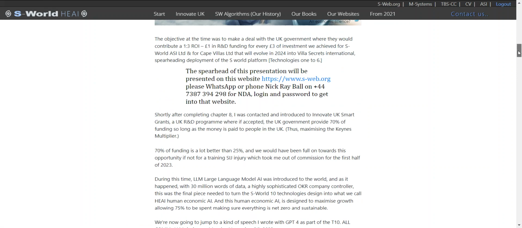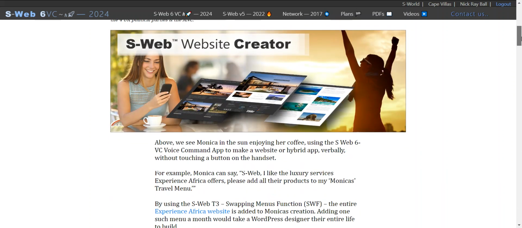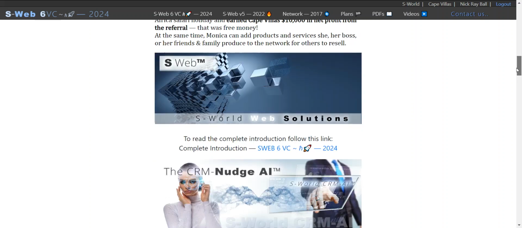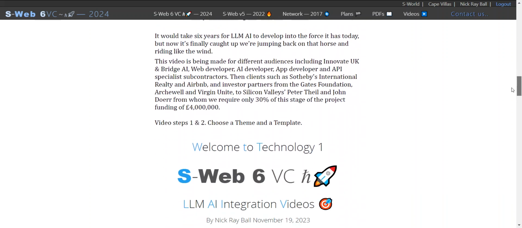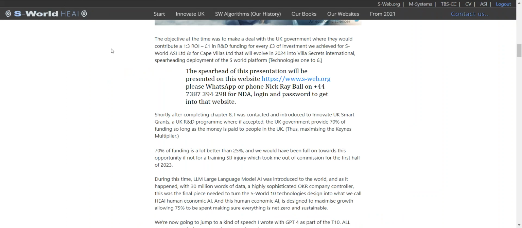Okay, so the spearhead of this presentation will be presented on this website. Here we go, and it's linked properly this time. S-World Platform T1, Technology 1 designed for 2024, the S-Web 6VC voice command website and app maker, plus the swapping menus function, the CRM Nudge AI, and we get into the video presentation. But this website you can't see because you need a login. So for now, we're going to return back to the page where we were on sworld.org.